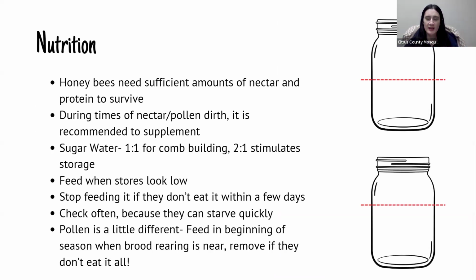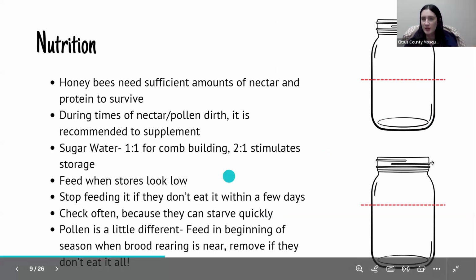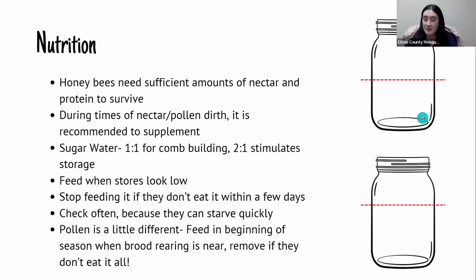So sugar water that is in a 1-to-1 ratio, pictured here at the top, is great for comb building. So 1 part sugar here at the bottom and then 1 part water at the top, half and half. Just regular white sugar from the store is fine. That's going to stimulate them to build comb and wax. And so that's great if you're wanting them to build out your boxes, if it's spring and summer and you're wanting them to create new comb to store honey in, especially.